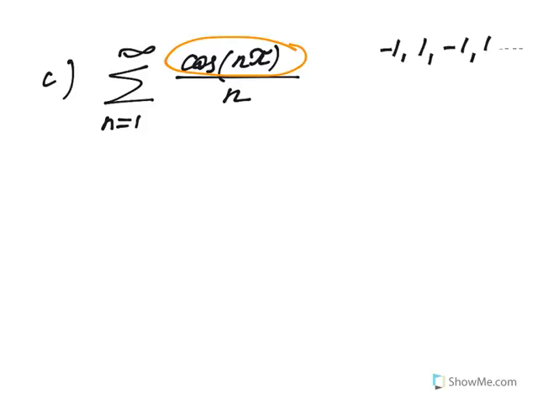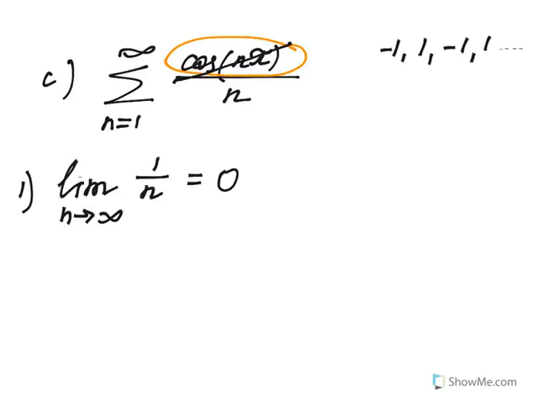So in that case, you need to check those two conditions. Take the limit as n approaches infinity of 1 over n. So you ignore this part right here. And yes, as n approaches infinity, you get 0. So check. That's a good sign. So we're getting there. Now let's check the second condition.